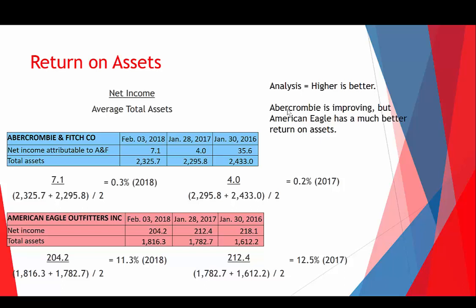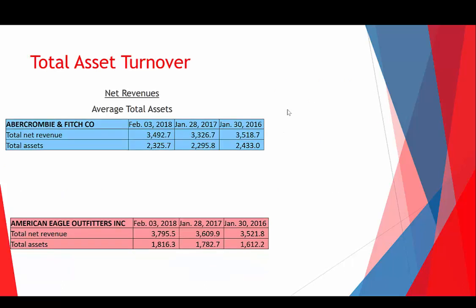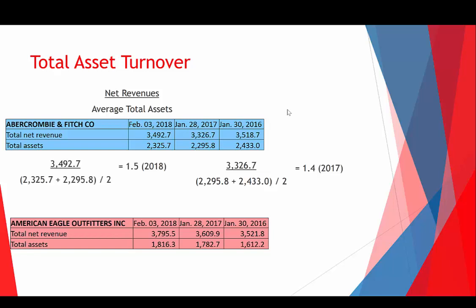All right, well, the next one, total asset turnover, and this is where I'm betting we're going to see American Eagle do better, just because if it has lower profit margins, lower gross margins than A&F, it's got to beat them somewhere, right? Abercrombie, we can look at this one, net revenues over average total assets. So they're sitting there at 1.4, when we take their revenue divided by average total assets. And then the next year, their revenues are up by a little bit, and their average assets are actually fairly flat there. So they're 1.5.